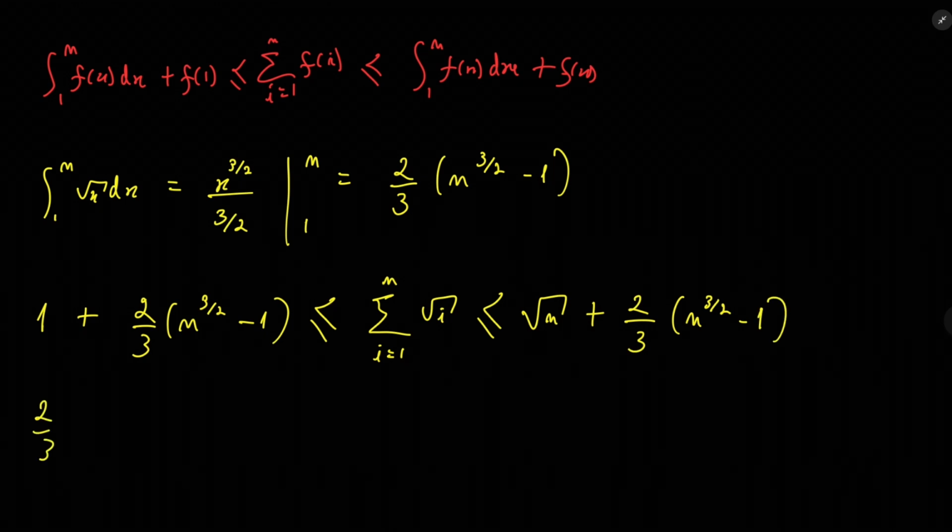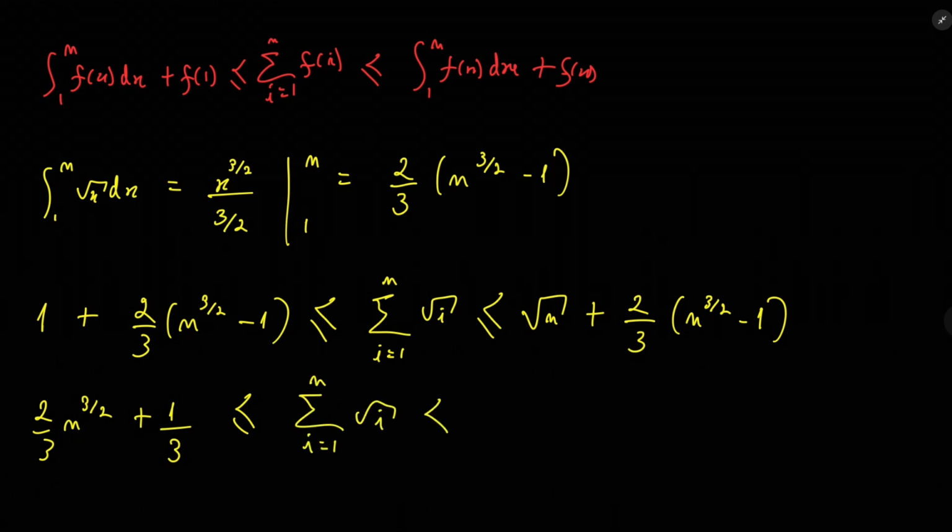Simplifying, we have 2/3 times n to the 3/2 plus 1/3 less or equal than the sum from i equals 1 to n of the square root of i, less or equal than 2/3 n to the 3/2 plus the square root of n minus 2/3. And these are our bounds, but let's go a little further and explore another concept here.